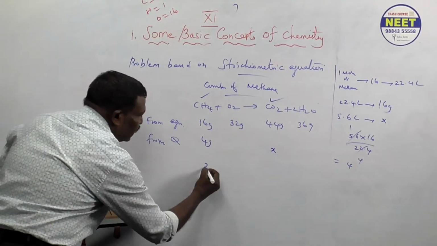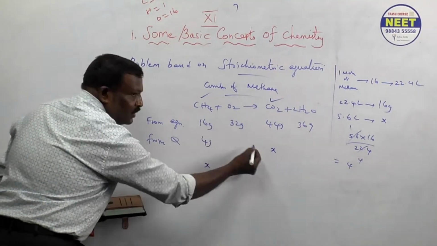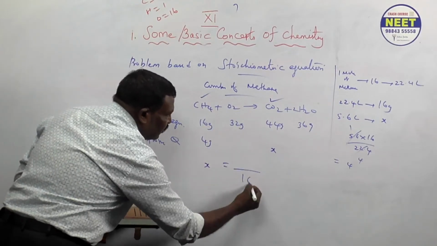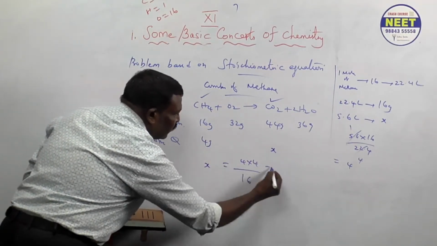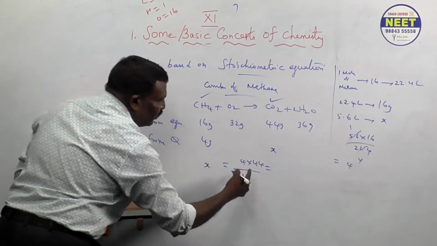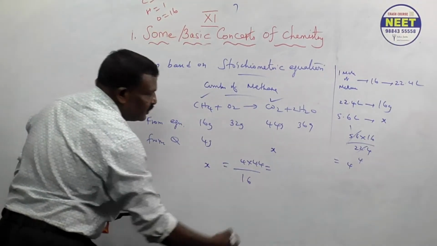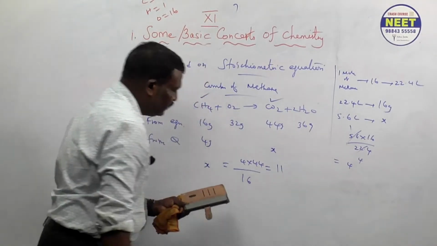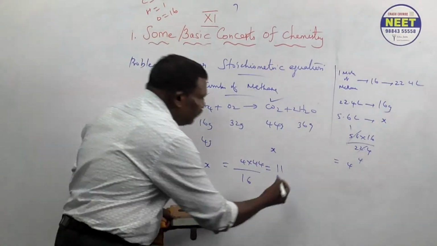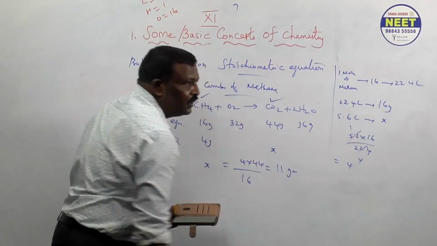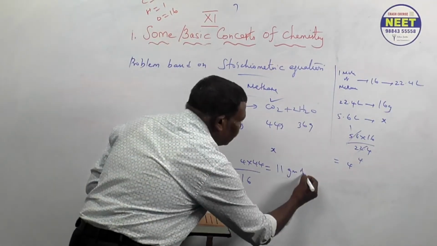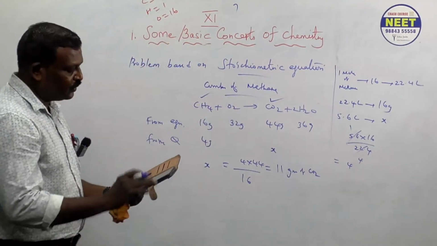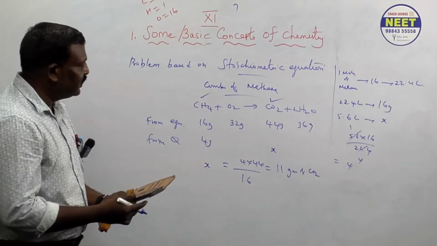You understood. 16 goes to the denominator, no? 4 into 44. Understood? One time, 4 times. So what? 11. 11 grams of what? 11 grams of CO2. Only 11 grams we got. But the question is what? Calculate the number of moles. 11 grams.